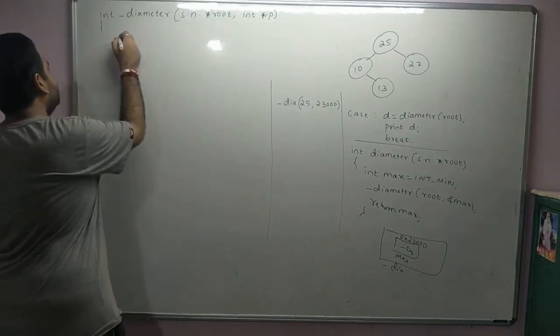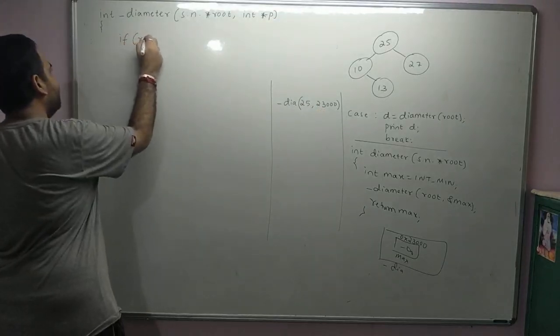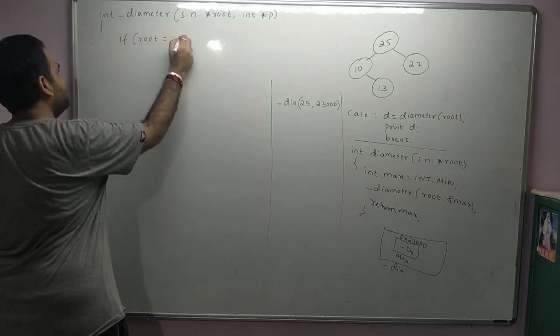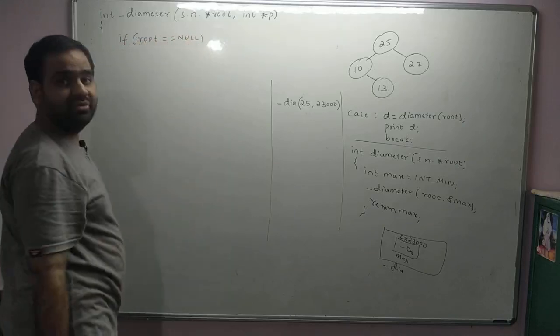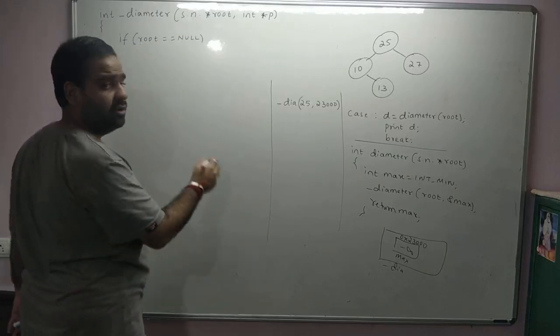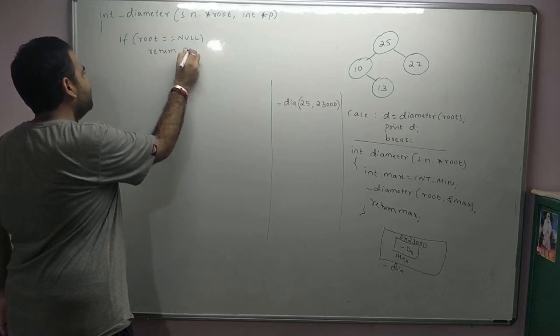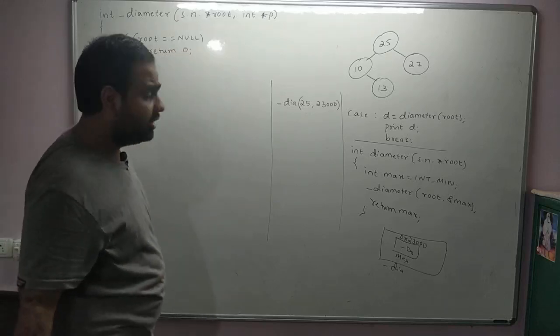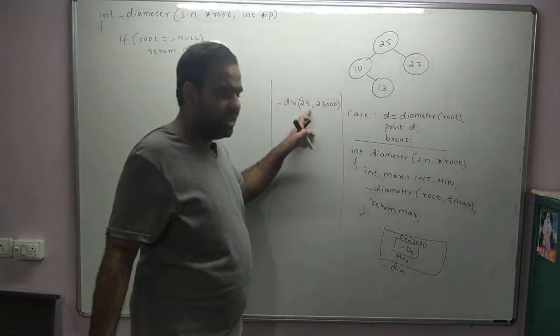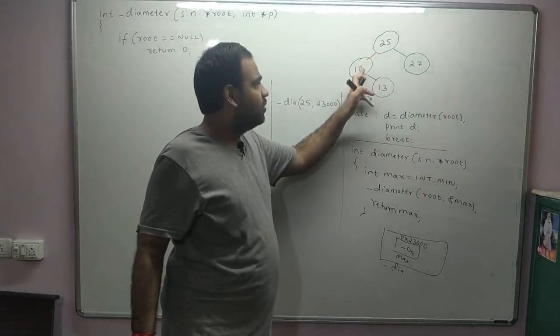Now what is the base condition to begin with? We say if the value of root is equal to null, there is nothing to compute. And if there is nothing to compute, we say return 0 because there is nothing to do. Now, is the value of root equal to null? No. That means you have to compute the left height.